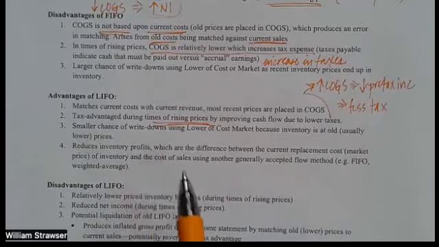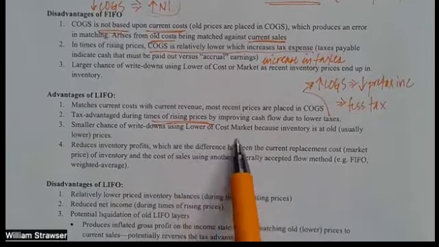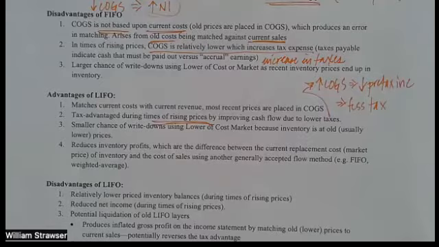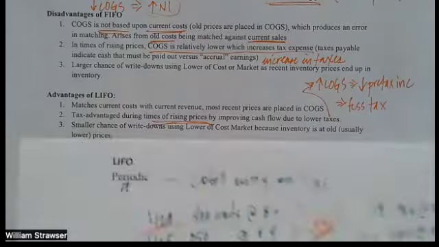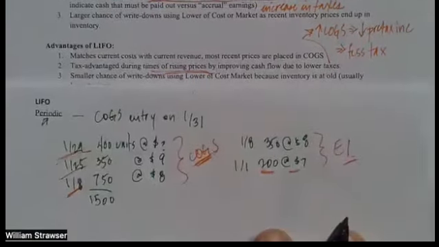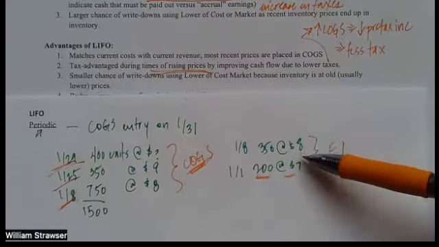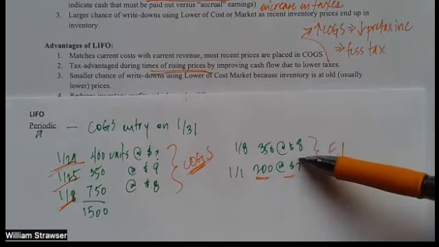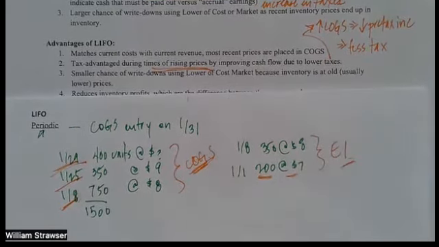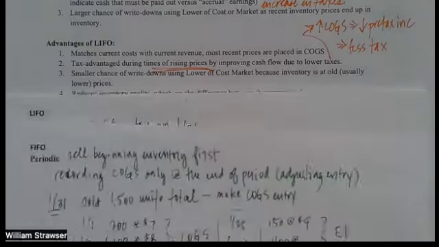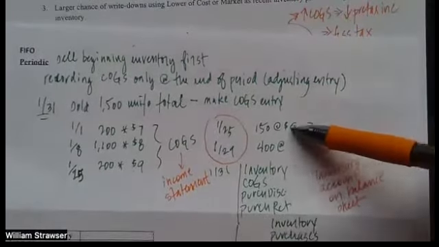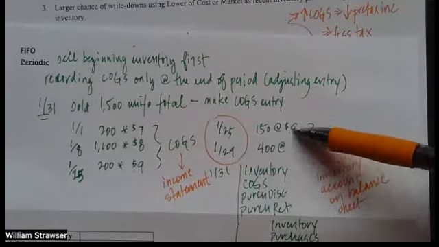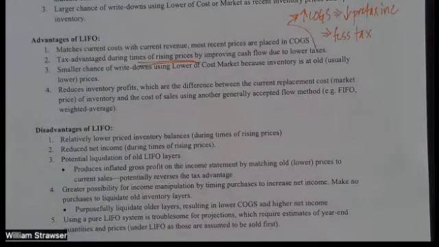So basically, the increased cost of goods sold is a way of taking a tax deduction. There's a smaller chance of write-downs using lower of cost or market. And that's kind of, I mean, it's an effect. I don't know if it's necessarily an advantage, but we already have lower prices here because we're ascribing the older prices to ending inventory. So it's less likely we're going to have to make a write-down versus under FIFO, where we put the more expensive currently bought items in my ending inventory.